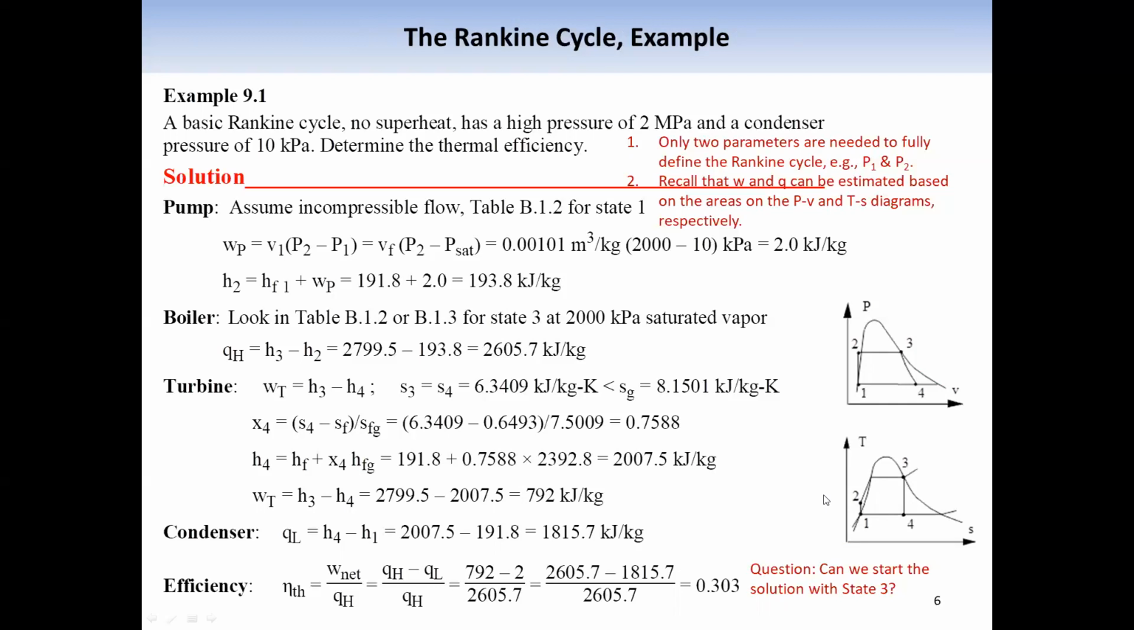So we can find the property fully for state 1. For state 2, the work can be the integral of the area to the left of this triangle line, so we estimate the W term. Once we know the W, the first law allows us to calculate enthalpy at state 2. So for state 2, we know the pressure, we know the enthalpy, it is fully defined.